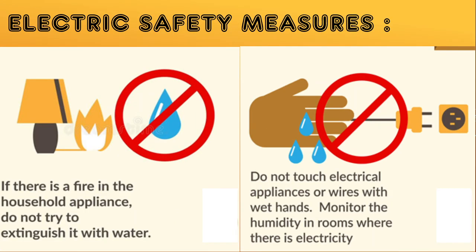If there is a fire in household appliances due to electricity, do not try to extinguish it with water. Do not touch electrical appliances or wires with wet hands. Monitor the humidity in rooms where there is electricity. So I conclude that the discovery of electricity was a turning point of history because without it, we wouldn't live in the world, especially in this crazy changing world where things are being invented.